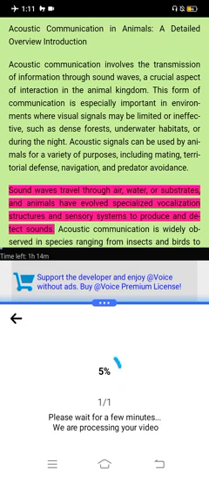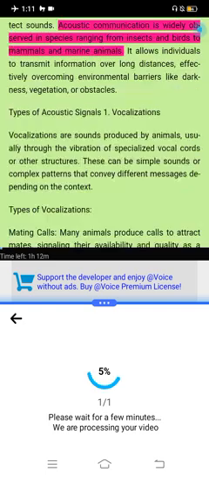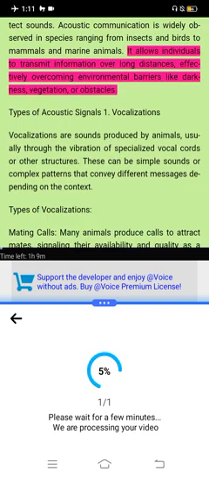Sounds travel through air, water, or substrates, and animals have evolved specialized vocalization structures and sensory systems to produce and detect sounds. Acoustic communication is widely observed in species ranging from insects and birds to mammals and marine animals. It allows individuals to transmit information over long distances, effectively overcoming environmental barriers like darkness, vegetation, or obstacles.